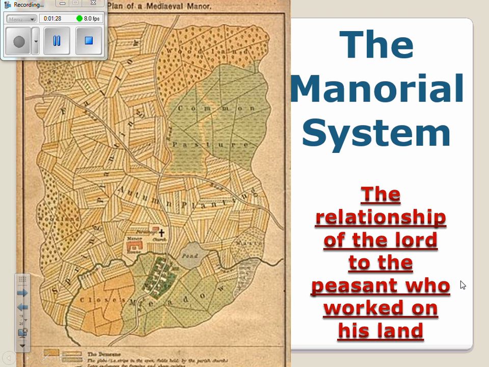So, the manorial system. As I said previously, land was the main source of wealth. If you had access to land or owned large quantities of land, then you were pretty wealthy. The manorial system is the relationship of the Lord to the peasant who worked on his land. And we're going to talk about that relationship in just a second.